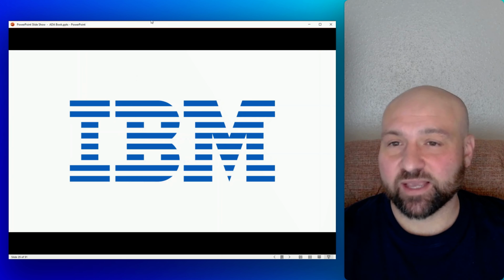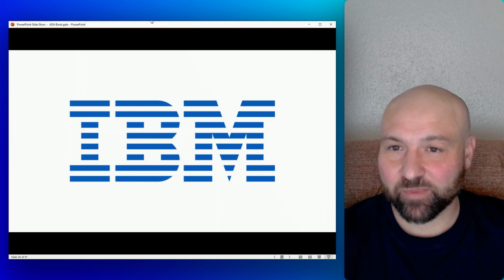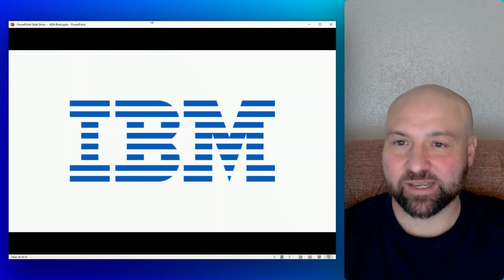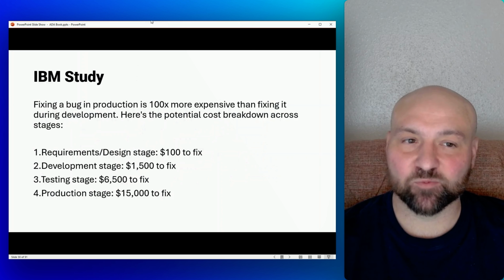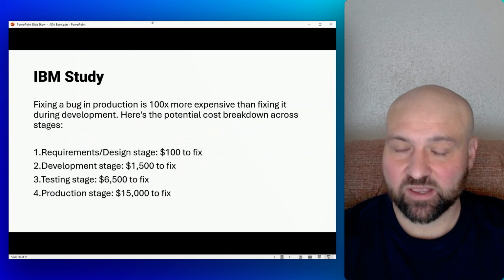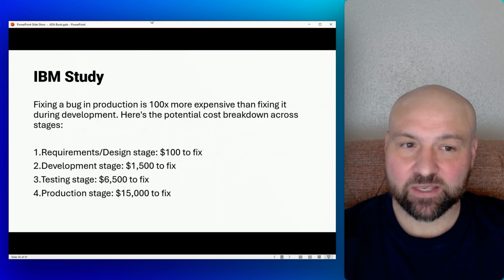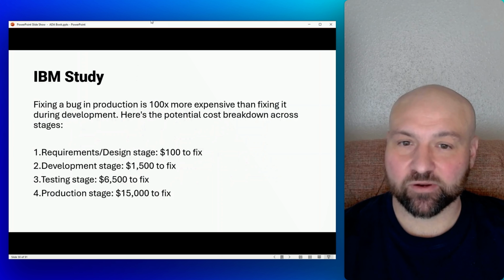Let's go over the IBM study that may or may not be folklore and how it relates to accessibility. The conclusion of the study was that fixing a bug in production is 100 times more expensive than fixing it during development. So, here's the potential cost breakdown across the four stages of development.